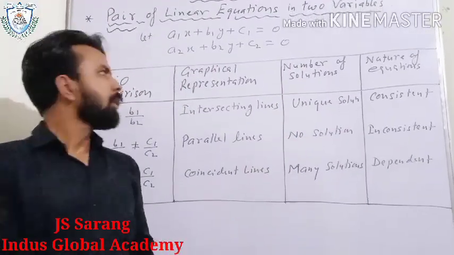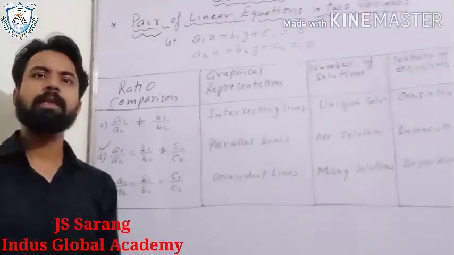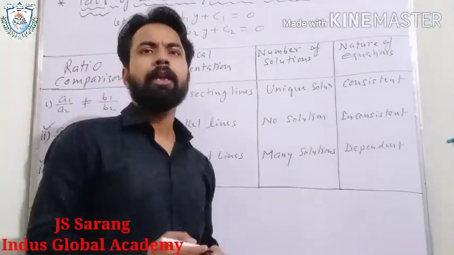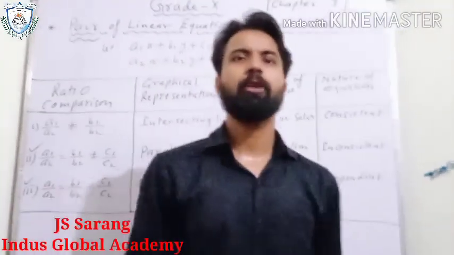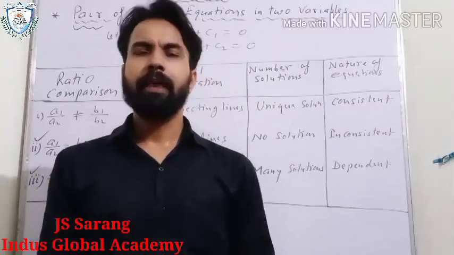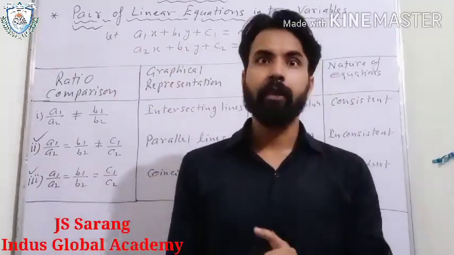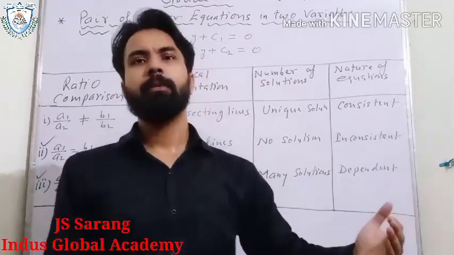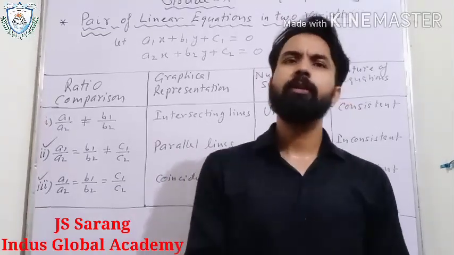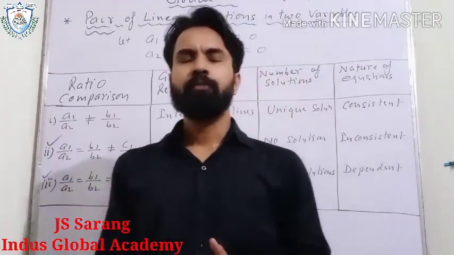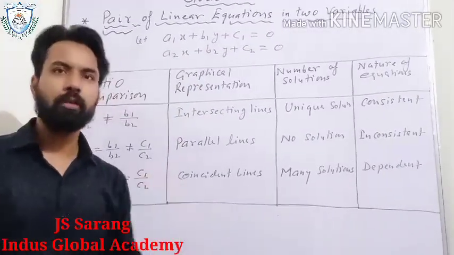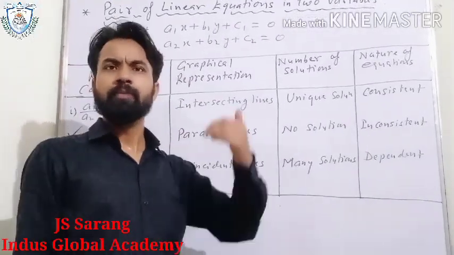Understood? So these three conditions you have to always keep in your mind. Is it clear? I am repeating, if a1 upon a2 is not equal to b1 upon b2, then the lines will be intersecting. If lines are intersecting, that means the number of solutions will be unique, means 1, and the nature of equation will be consistent. Second condition, if a1 upon a2 is equal to b1 upon b2 not equal to c1 upon c2, then the lines will be parallel, and the number of solutions means no solution, and the nature of equation will be inconsistent.